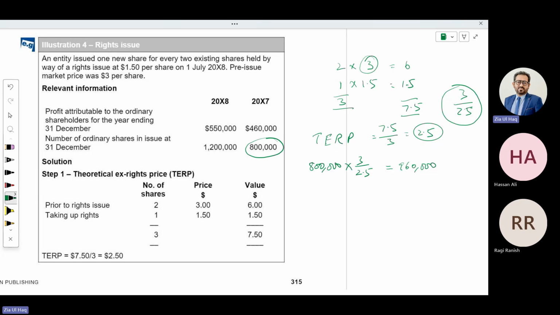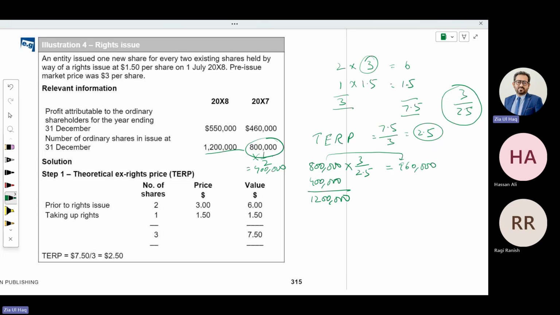So for every two, the company issued one new share. This means against this 800,000, can you calculate how much rights issue there is? How much? 400,000. Out of this 400,000, 160 is a bonus issue. The remaining is what? Rights issue. And we need to take the cash part and bonus part separately because the bonus part we need to treat as issued at the start of the year. So in this 800,000 existing, if we add these 400,000, we will have these at year end.